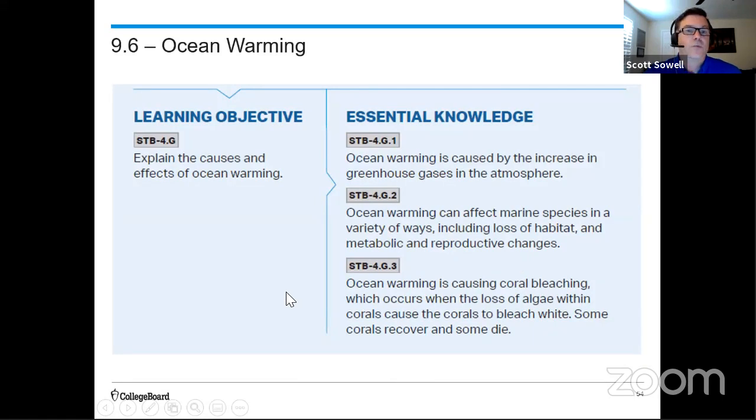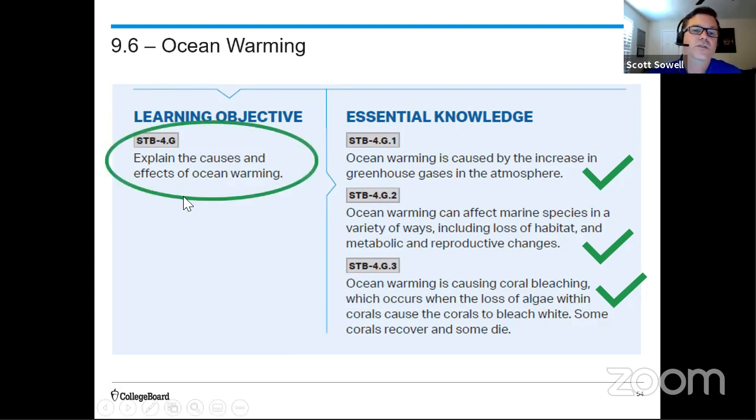So let's just see if we've gotten where we wanted to go with ocean warming. So we realized that ocean warming is caused by an increase in greenhouse gases. We know that that can affect marine species in a lot of ways, including loss of habitat. But in particular, we have this whole phenomenon of coral bleaching that could kill a coral reef, and then all the subsequent biodiversity and habitat that would be there. So knowing these things on the right, can we then do this thing on the left?